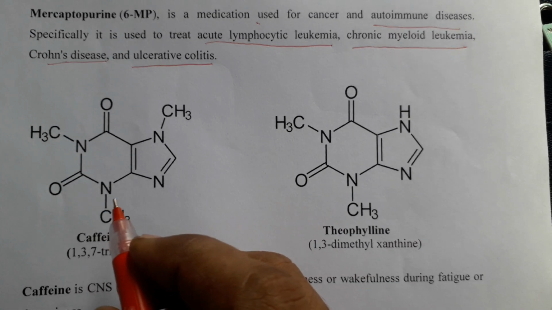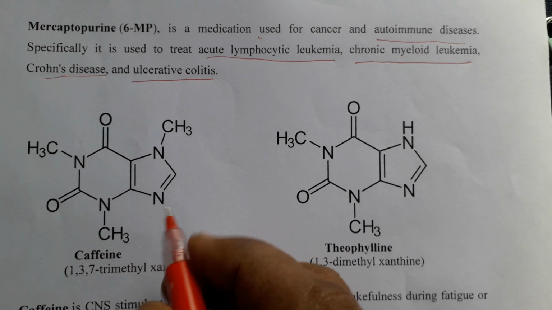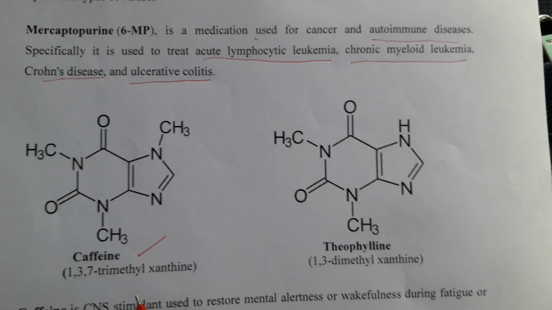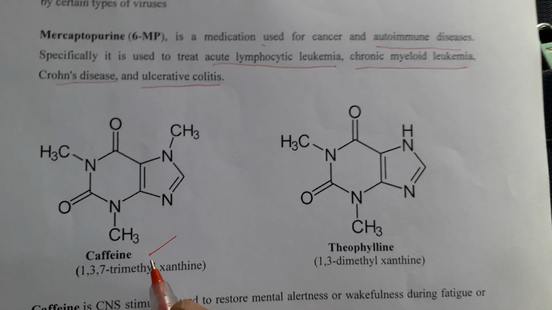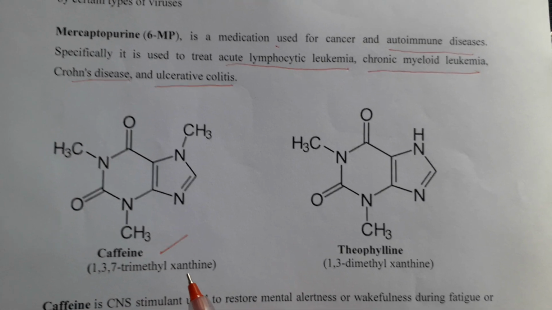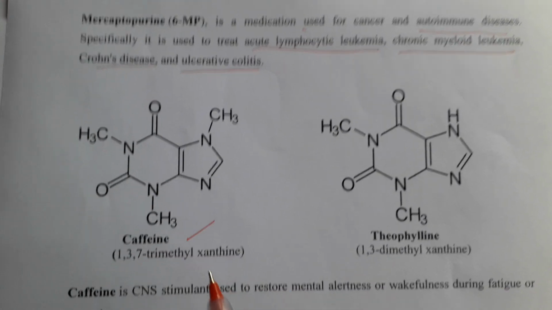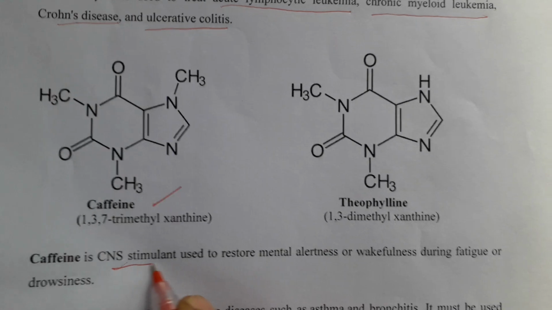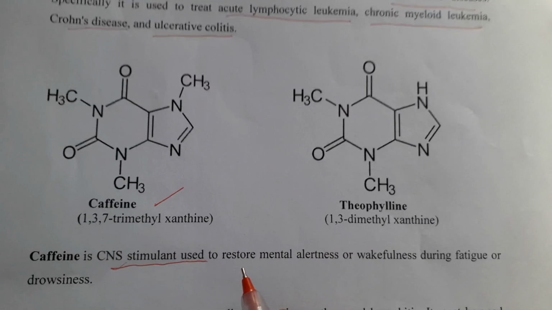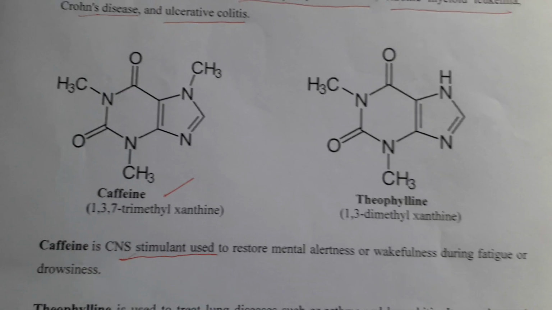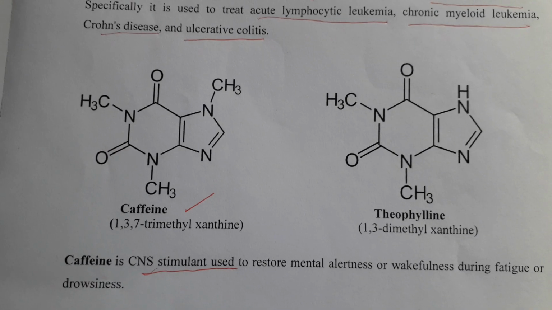Next, some other drugs which have this purine moiety or purine derivatives. Caffeine. So chemically caffeine is called 1,3,7-trimethyl-xanthine. And coming to the use of caffeine, it is used as a CNS stimulant to restore mental alertness or wakefulness during fatigue or drowsiness conditions.